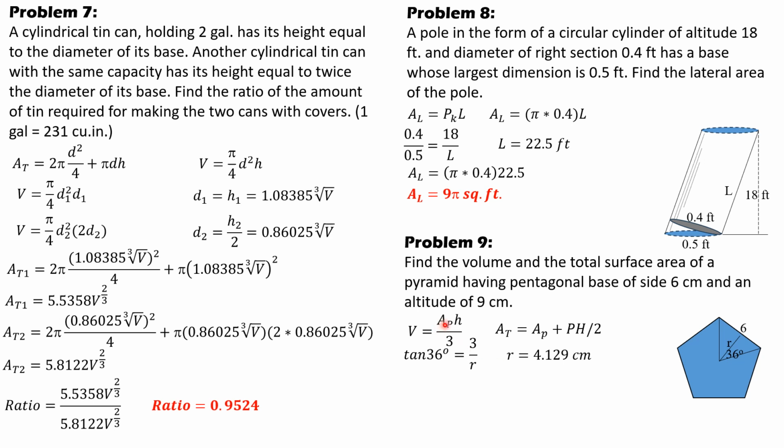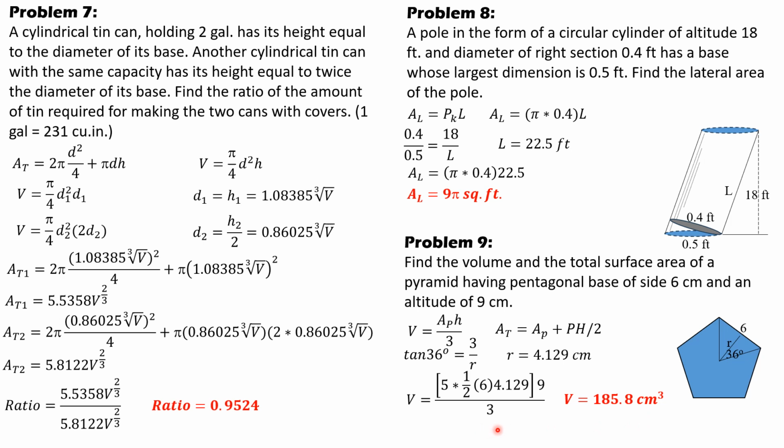So substitute into this formula where area of pentagon is 5 times area of this isosceles triangle. The area is simply 1/2 of 6 times r. So volume equals quantity 5 times 1/2 of 6 times 4.129, then times 9 over 3. So volume equals 185.8 cubic centimeters.